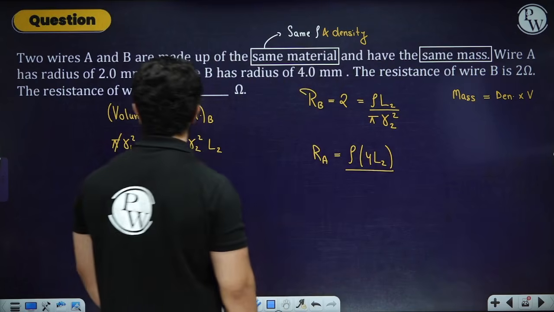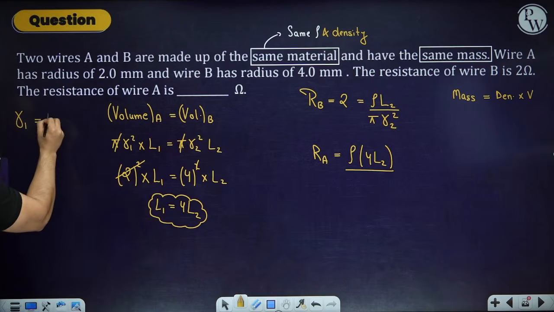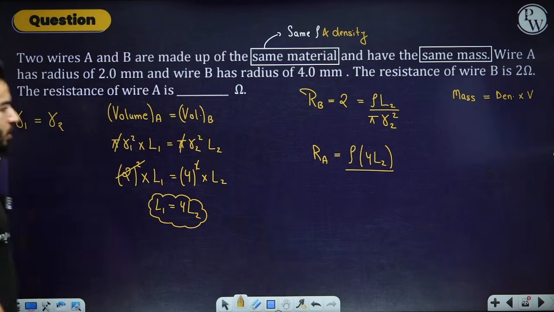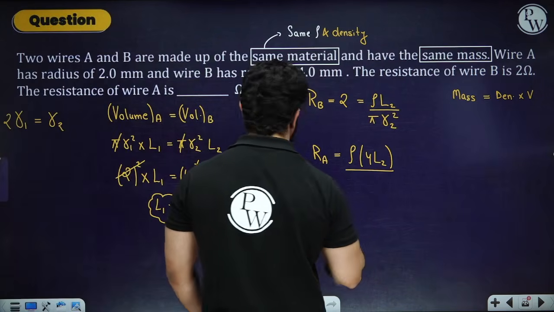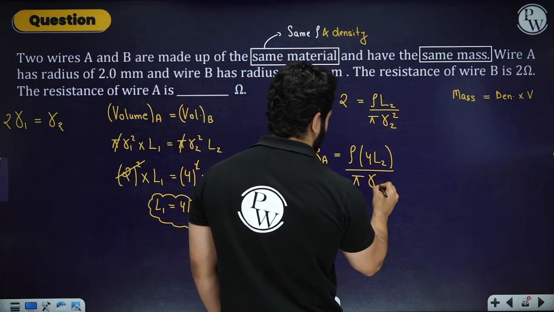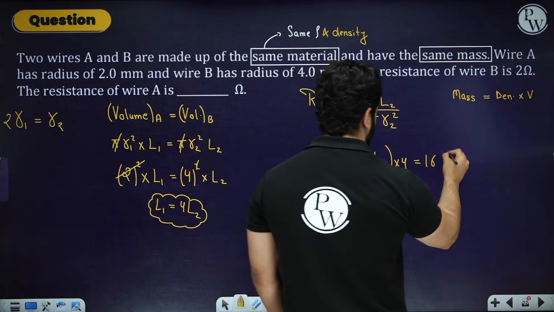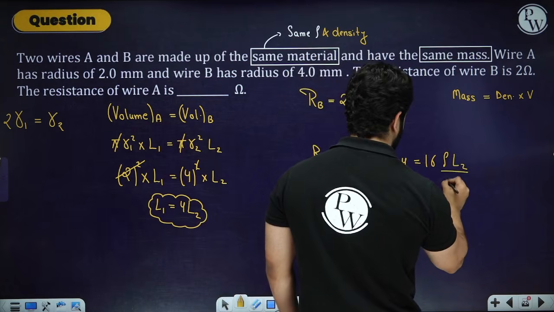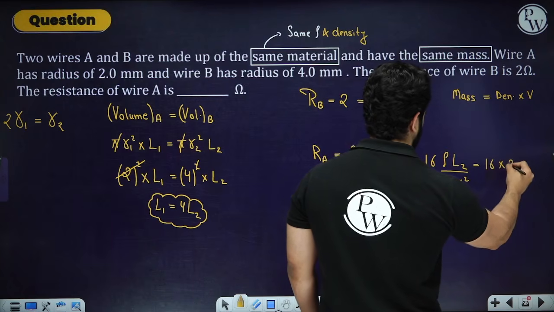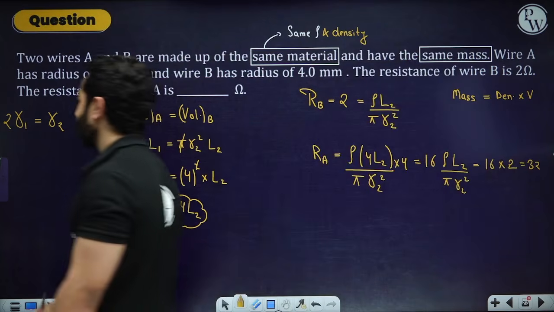Right? And if you closely see, R1 is also equal to half of R2. So R2 can be written as double of R1. So instead of R1, can I also write it as half of R2? This would mean pi R2 square times 4. So this would mean 16 times rho L2 divided by pi R2 square. So this would mean 16 times 2, that is 32. So 32 should be your answer. For this particular case, 32 should be your answer.